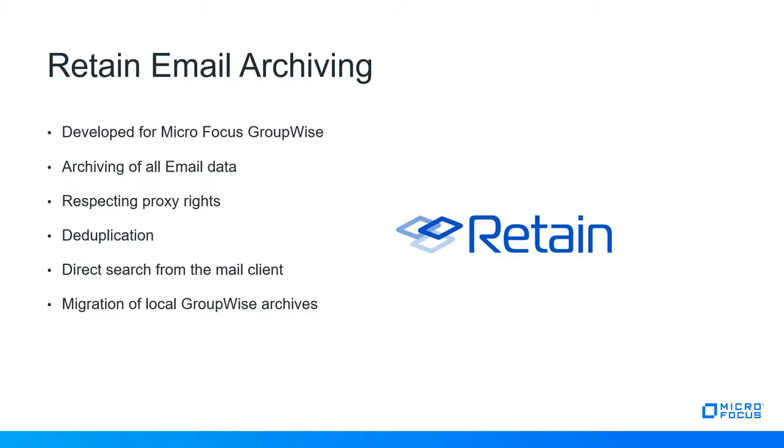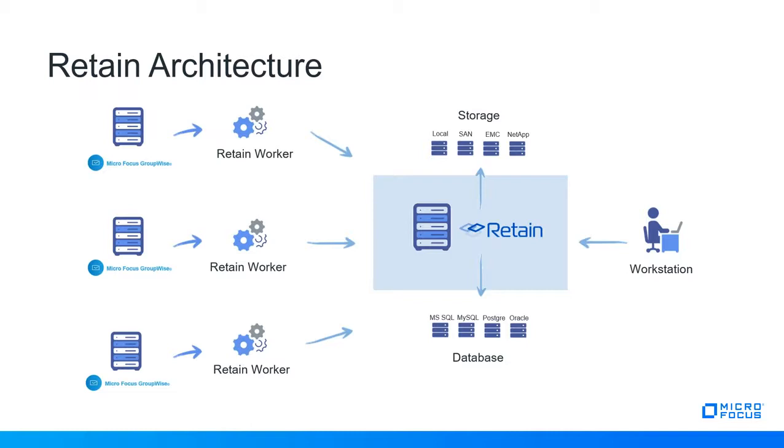We'll talk about the GroupWise archives in a bit. The Retain architecture looks like this picture. On the left side, you see three GroupWise servers. Each of them is running a GroupWise post office. SOAP is enabled, so the Retain worker, which is a part of the software, can connect to the SOAP interface in order to collect the messages from the GroupWise server.